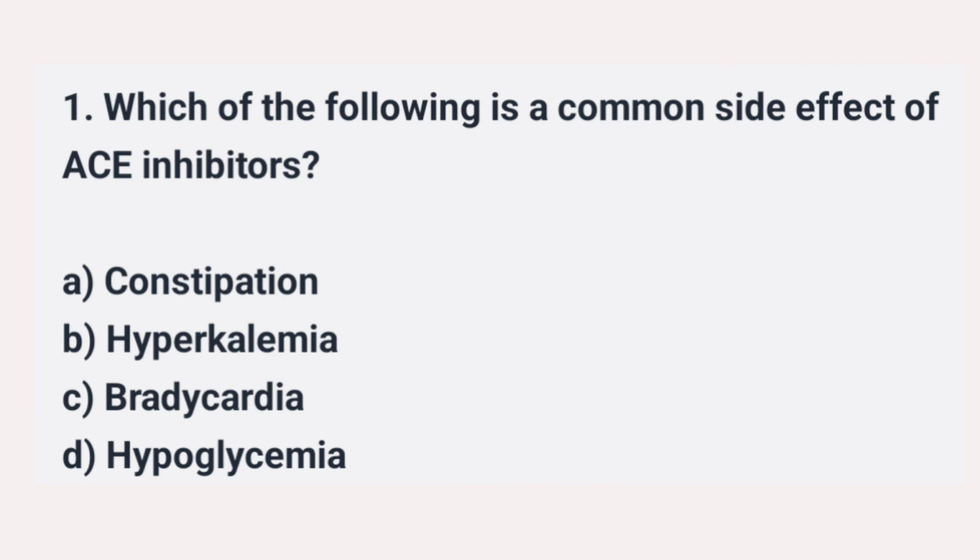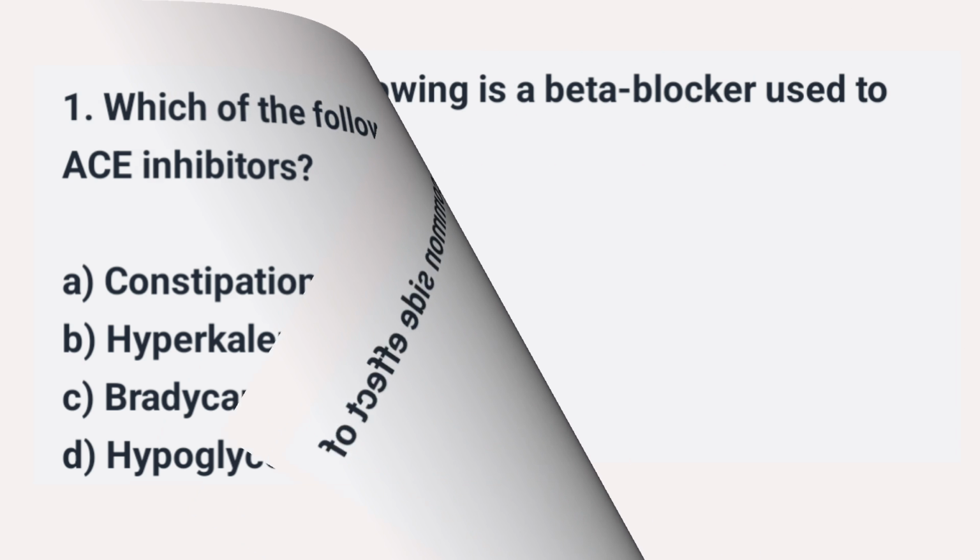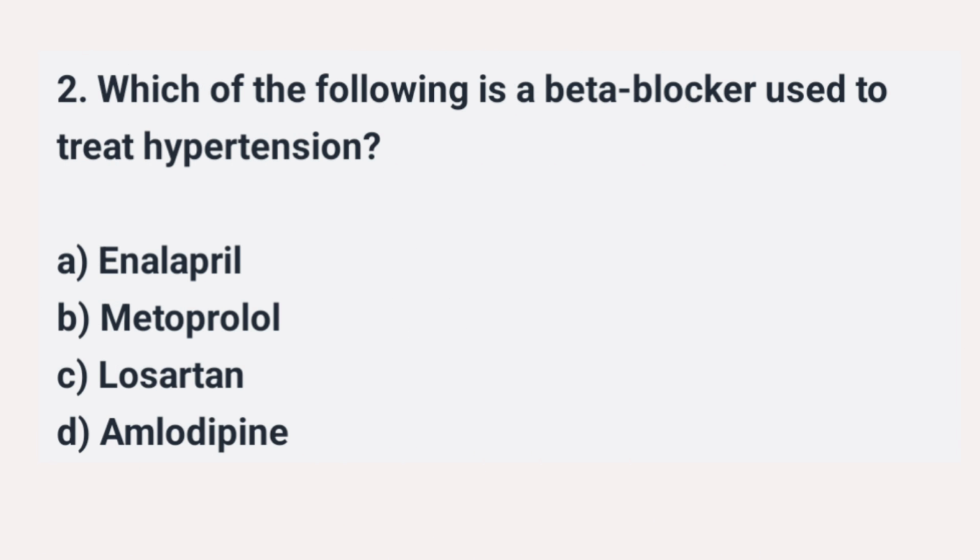Question number 1. Which of the following is a common side effect of ACE inhibitors? The right answer is option B, hyperkalemia. Question number 2. Which of the following is a beta blocker used to treat hypertension? The right answer is option B, metoprolol.